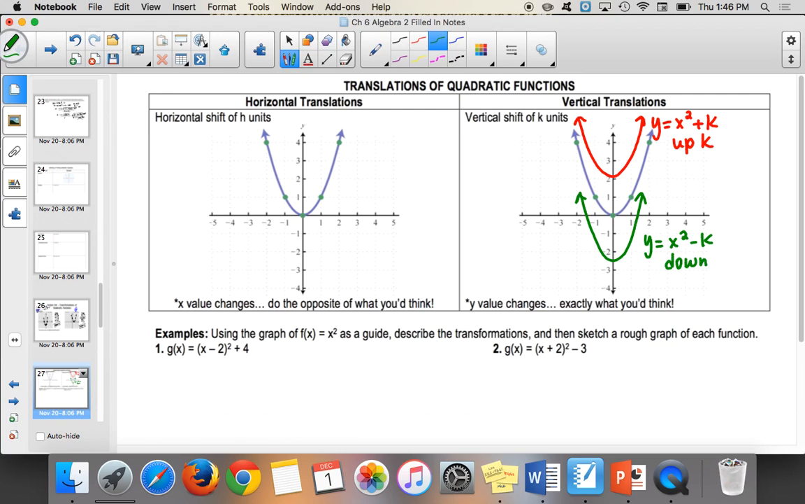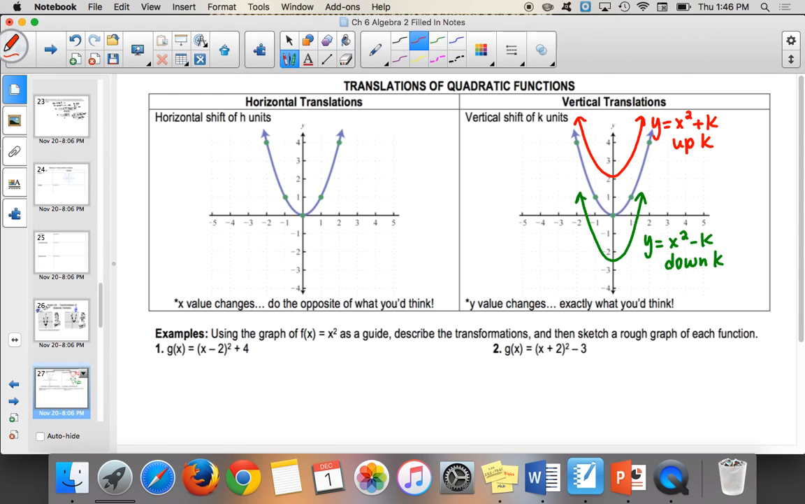Nothing else changes about this parabola. So all we do is the y values are adjusted. The y values are added. We add k, we subtract k. So if I had the point 2, 4, and my k value is 3, so if I had x squared plus 3, and originally I had 2, 4 on my parent function, my new point is going to be at 2, 7. I'm going to add 3 to the y value.